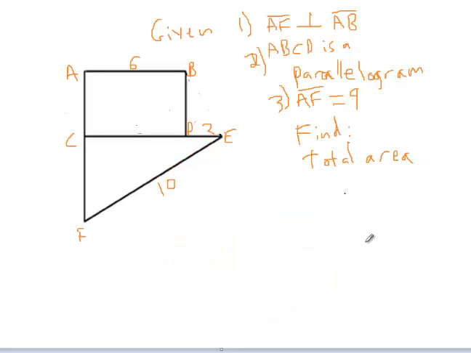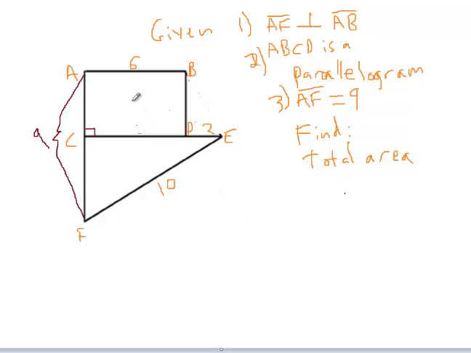Okay, let's try something like this. And I apologize for my sloppy writing once again. But we're given that AF is perpendicular to AB. So this is a right angle, okay. And this is a right angle, of course. ABCD is a parallelogram, which will be important. And AF is 9. And we're also supplied with some dimensions on the chart. AB is 6, DE is 2, FE is 10, and we need to find the total area.